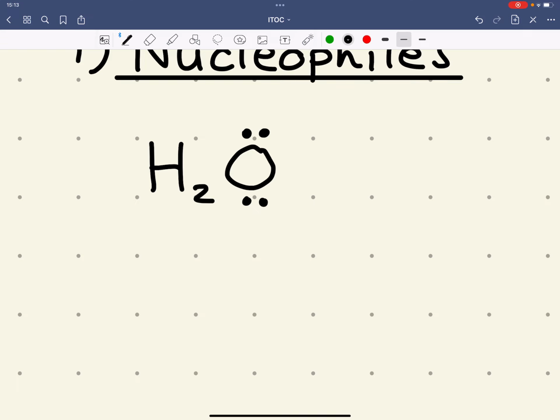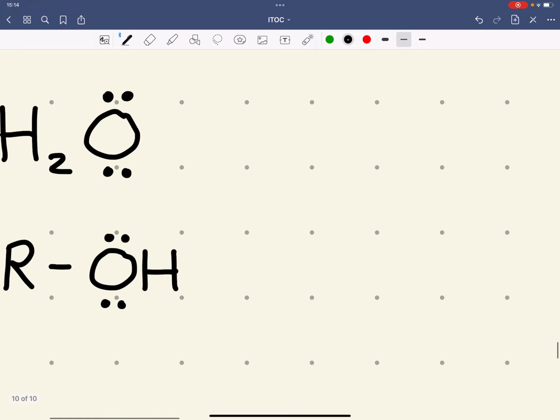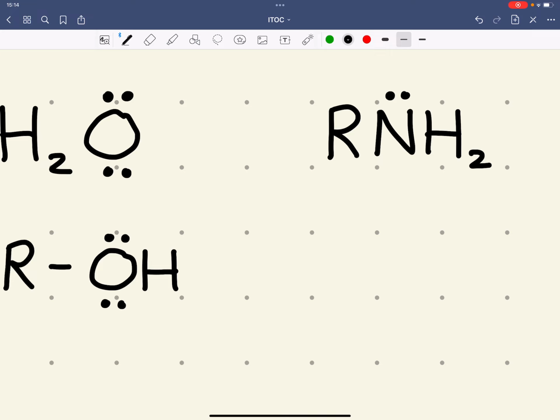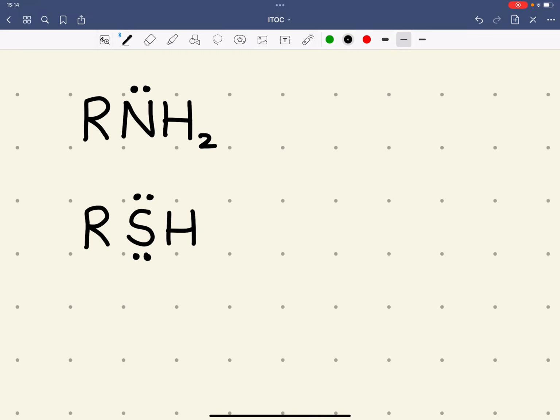Other examples would include alcohol, which again is basically the same as water, but replace a hydrogen with an alkyl group, and again that has two lone pairs. Other species which could behave as nucleophiles are amines, which have one lone pair on the nitrogen, and we could also have thiols, which are sulfur nucleophiles. But obviously these are all species with lone pairs, and species with a lone pair potentially behave as a nucleophile.